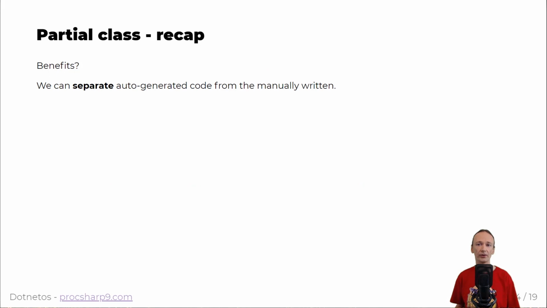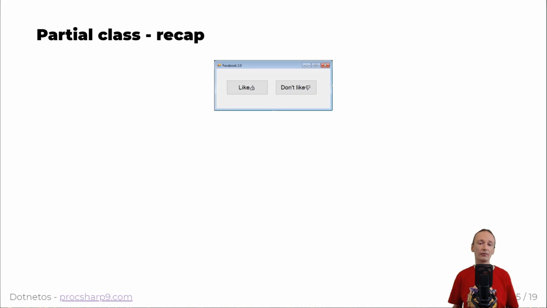What are the benefits of partial classes? First and the most important one is that we can separate some parts from another. So typically we can separate auto-generated code from the code that has been manually written by us. And if you have ever used the Windows Forms framework, this is mostly the reason for partial classes. So imagine you are writing Facebook 2.0, a new better one, and you have this form that has some buttons with some properties. Obviously, a real application will have many more UI elements.